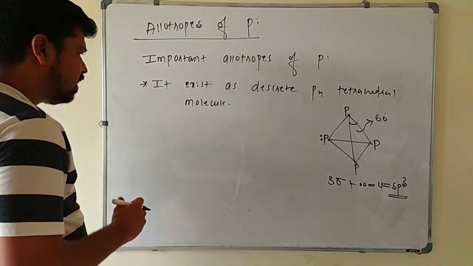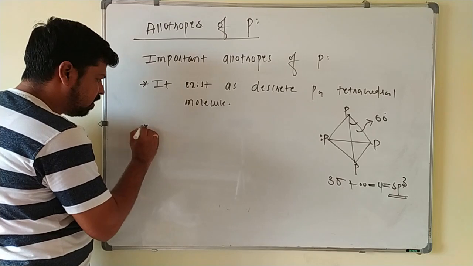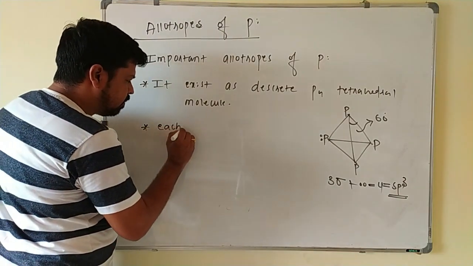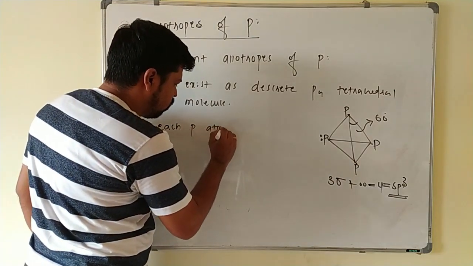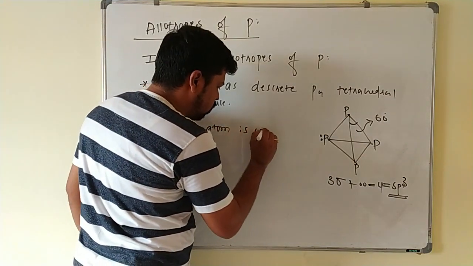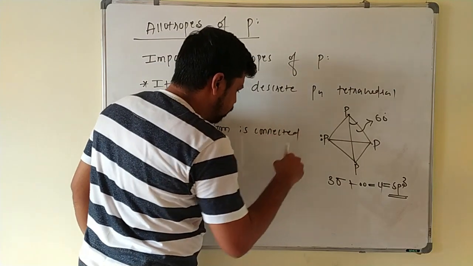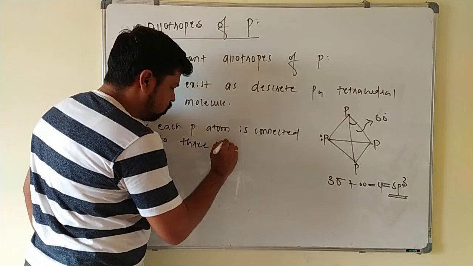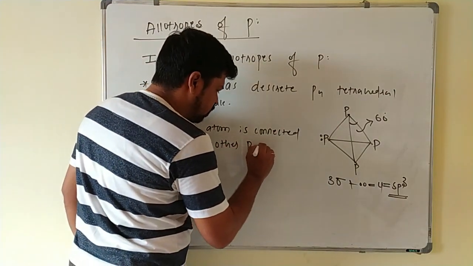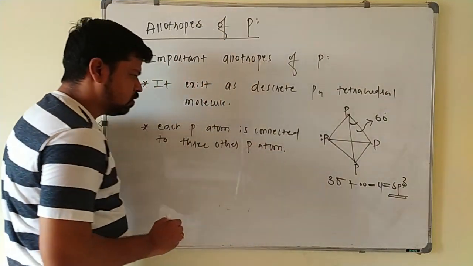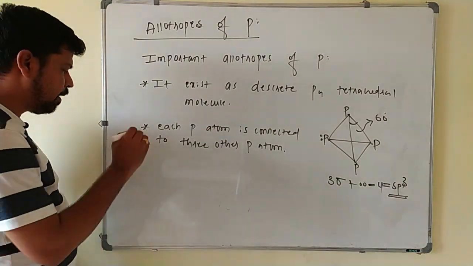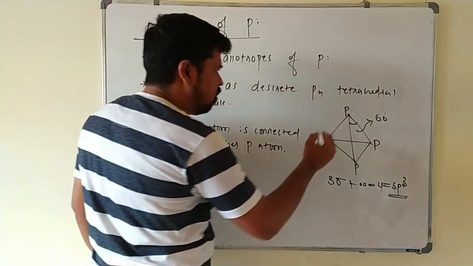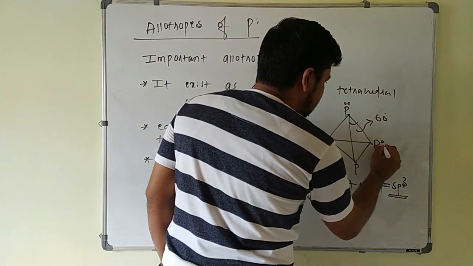So I'll write, first, each phosphorus atom is connected to 3 other phosphorus atoms, so that each phosphorus atom is sp3 hybridized. After forming 3 bonds, each phosphorus atom has one lone pair of electrons. You can write like this.